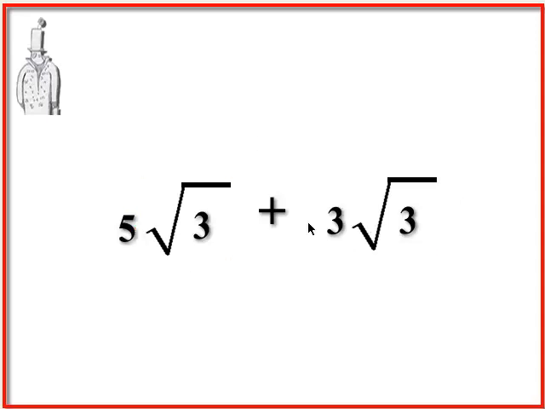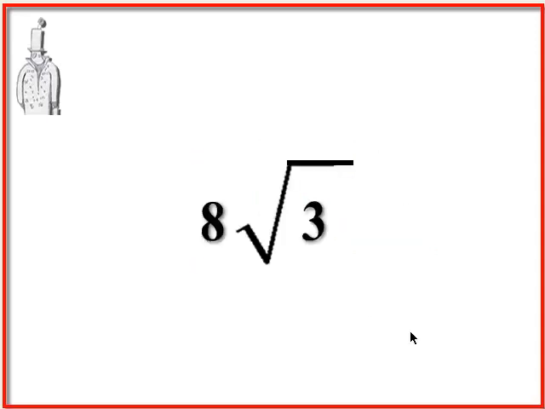But now one more step, you'll notice that the radical, square root of 3, is a factor of both of them. So we're going to do a little bit of distributivity. We're going to treat these like variables. In other words, if this was 5x plus 3x, we would have 8x. But it's not x, it's the square root of 3. So that's the answer, 8 times the square root of 3.